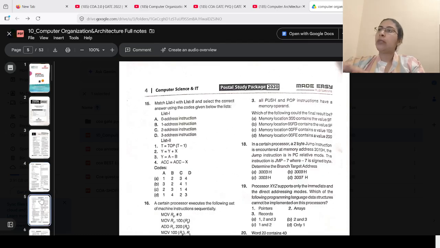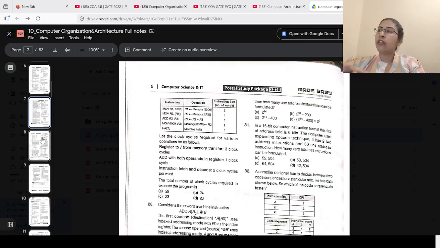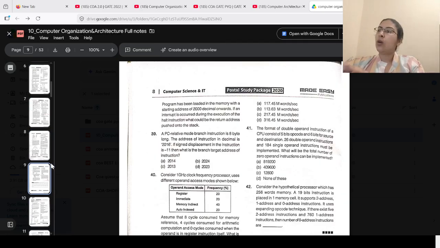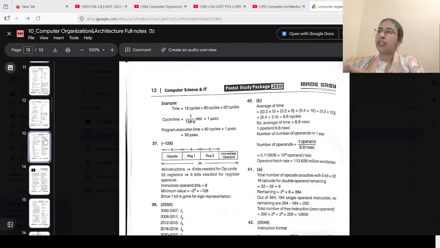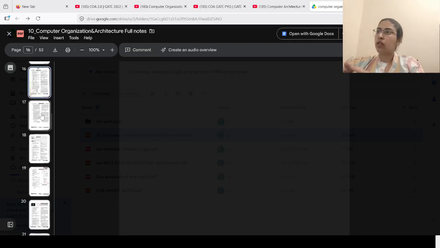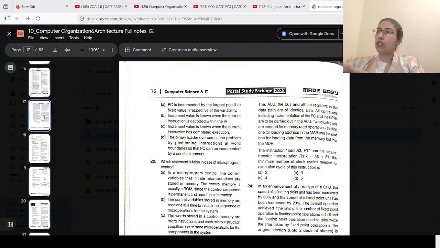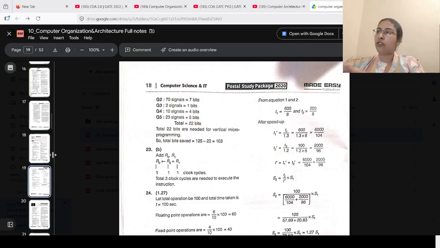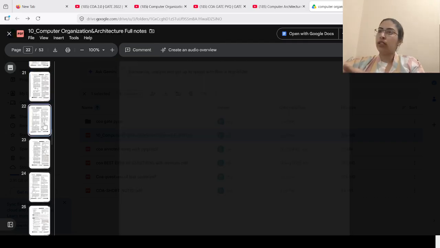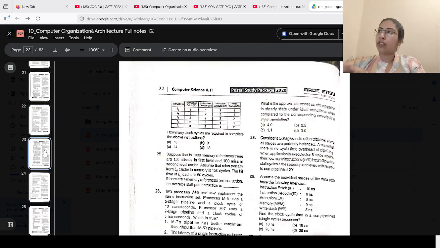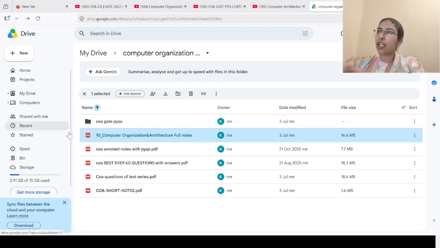There are many practice questions and workbooks of the COA which I have arranged here for computer organization and architecture. Okay. So this way, this is all the full notes of computer organization with the practice questions. This I have provided. Okay. So this you can check.